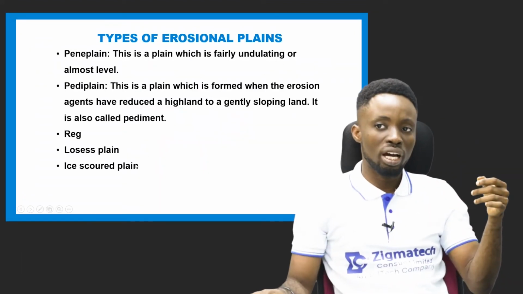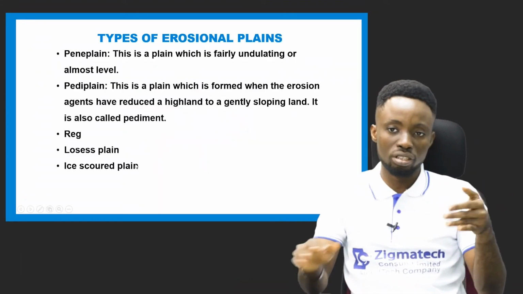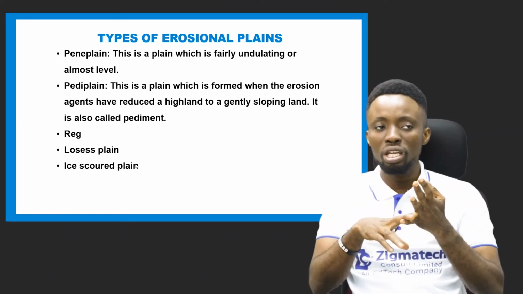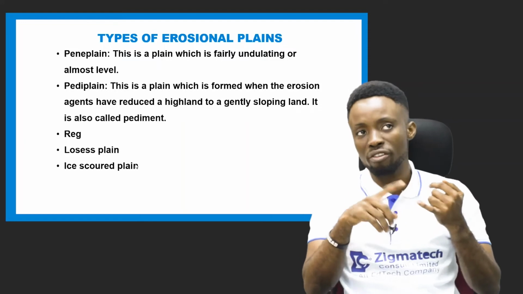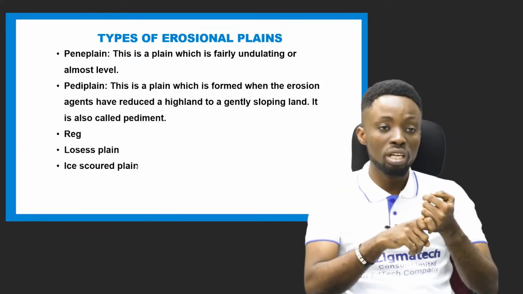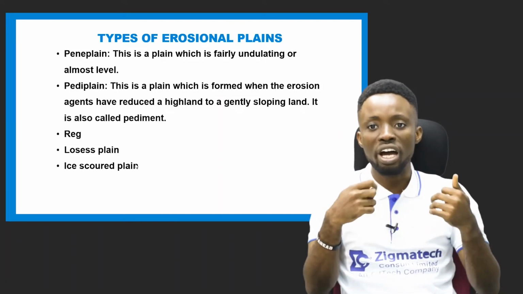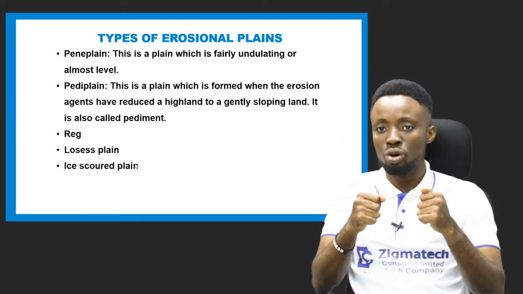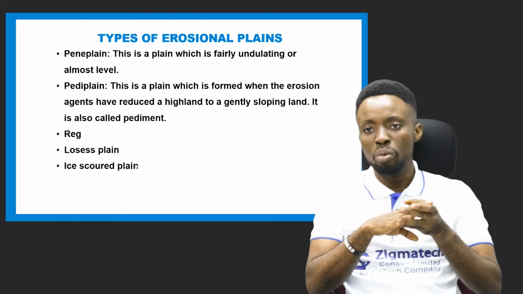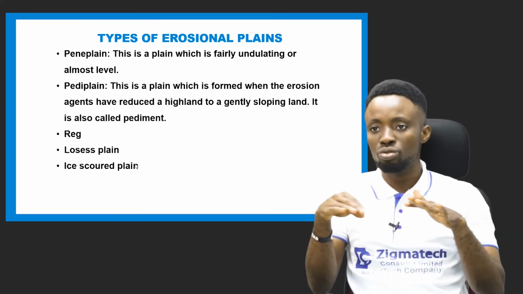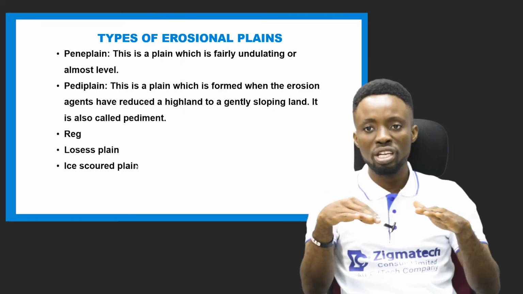So there are basically 5 different types of erosional plain. We have a peneplain, we have the pediplain, we have the reg, we have the loess plain, and we also have a plain that is caused by action of ice. We call that the ice-scarred plain. Now, a plain is called a peneplain when the level is fairly undulating.